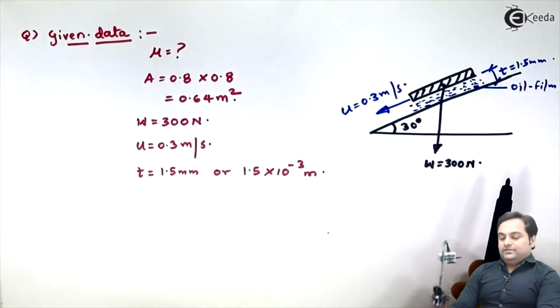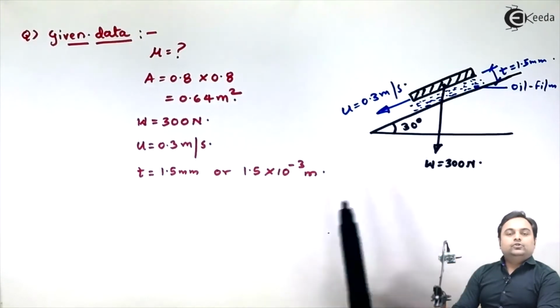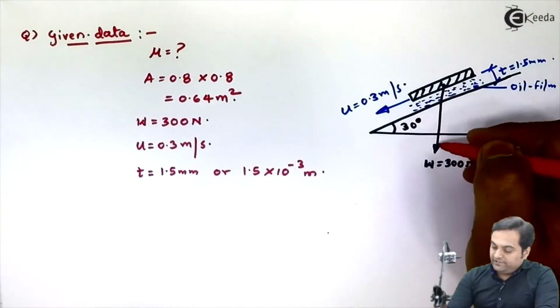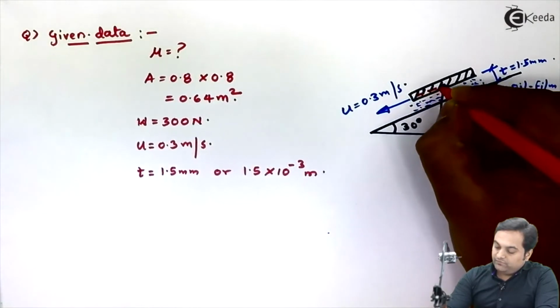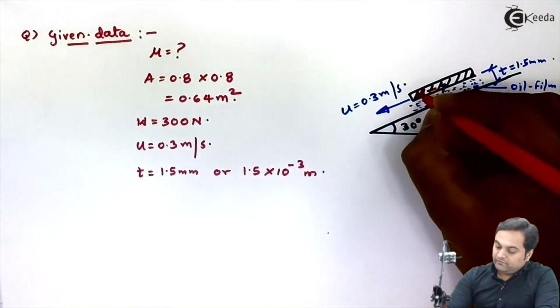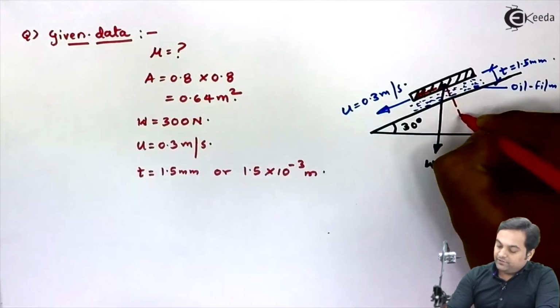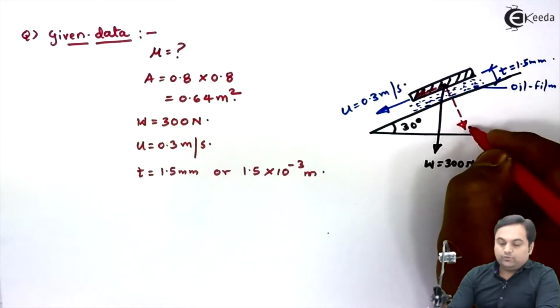Now, since this weight is acting downward, it is on an inclined plane. So we would be getting two components of weight. One component which is parallel to the plane and the other which is perpendicular to the plane. So here I have weight, and the two components would be one which is parallel, which I am showing in red in color, and the other one which is perpendicular. So weight is divided into two components.